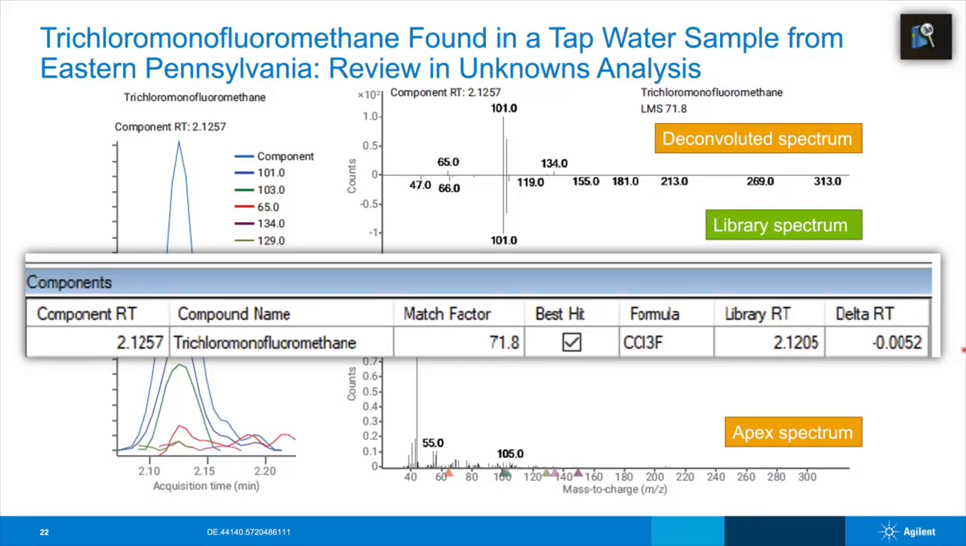And here's what the listing looks like. The delta RT from the library was 0.005 minutes. And so we're quite confident we've got trichloromonofluoromethane.